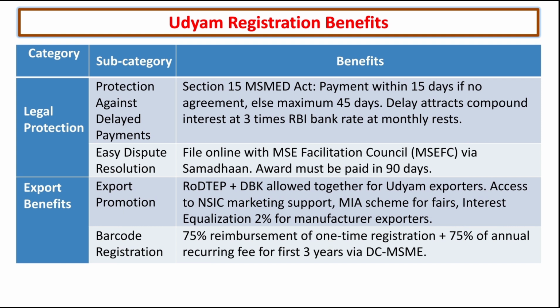Export benefits. Export promotion. RoDTEP plus DBK allowed together for Udyam exporters. Access to NSIC marketing support, MIA scheme for fares, interest equalization 2% for manufacturer exporters. Barcode registration. 75% reimbursement of one-time registration plus 75% of annual recurring fee for first 3 years via DC MSME.